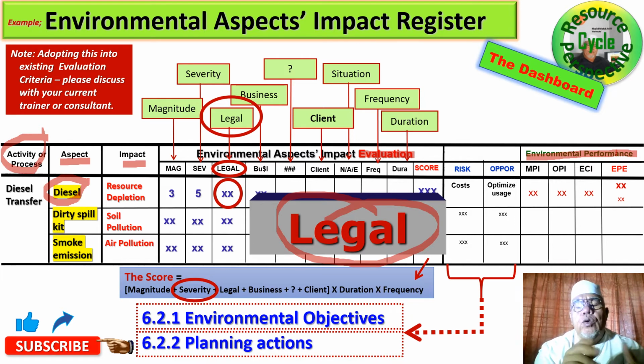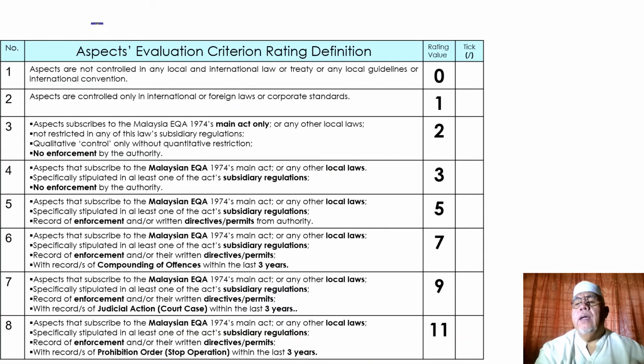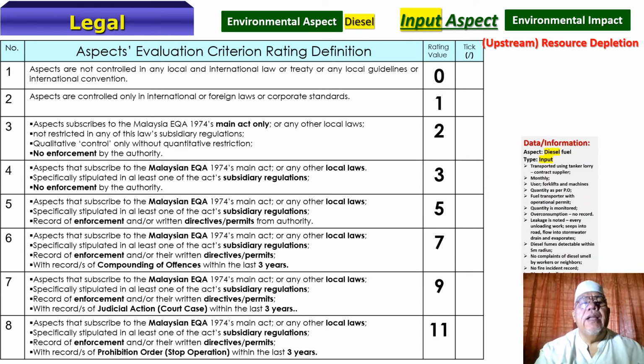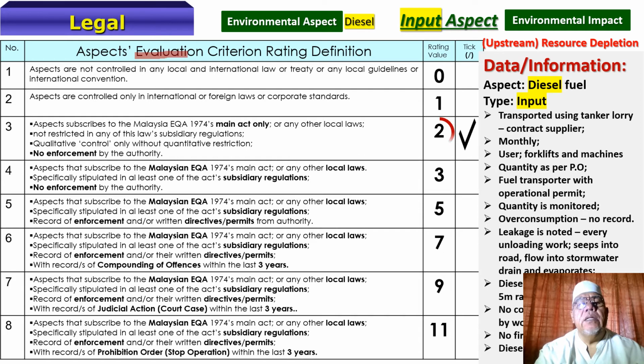Small combination of technical and administrative. Okay, law is administrative. So we take a look at whether this particular environmental aspect, diesel, has a form of environmental impact. How we do that is by having what is called evaluation criteria. This is the evaluation criteria for legal that I've been using since the last time we upgraded this, which was 2009, and then in 2015 we upgraded it again at a higher level.